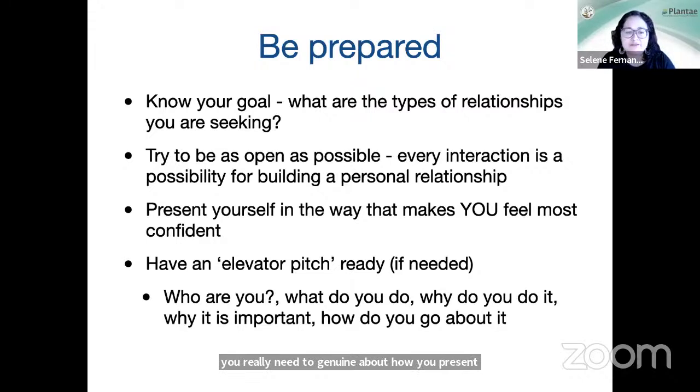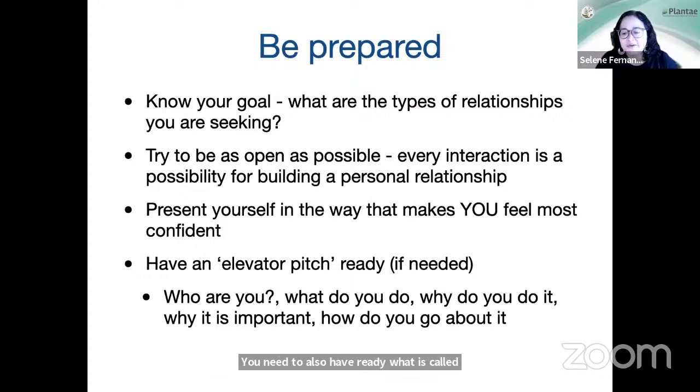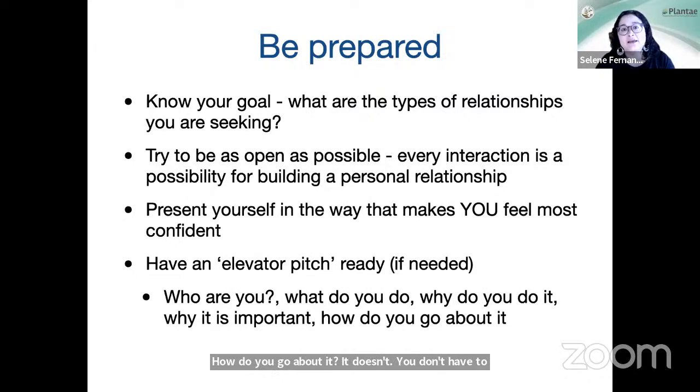You also need to have ready what is called an elevator pitch. Who are you? What do you do? Why do you do it? Why is it important? How do you go about it? You don't have to throw this elevator pitch at every single person that comes your way. But if people start asking what you're doing, if there is the opportunity, you can very succinctly explain what you're interested in research-wise, and that can help you build that relationship, because the other person might also be looking for a connection like you and think, hey, this is another PhD student working in the same area as me, so maybe we should connect.